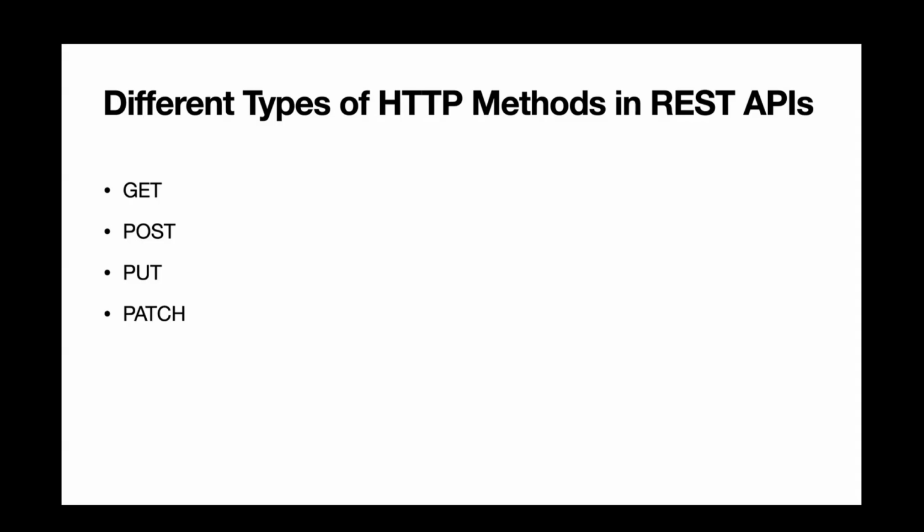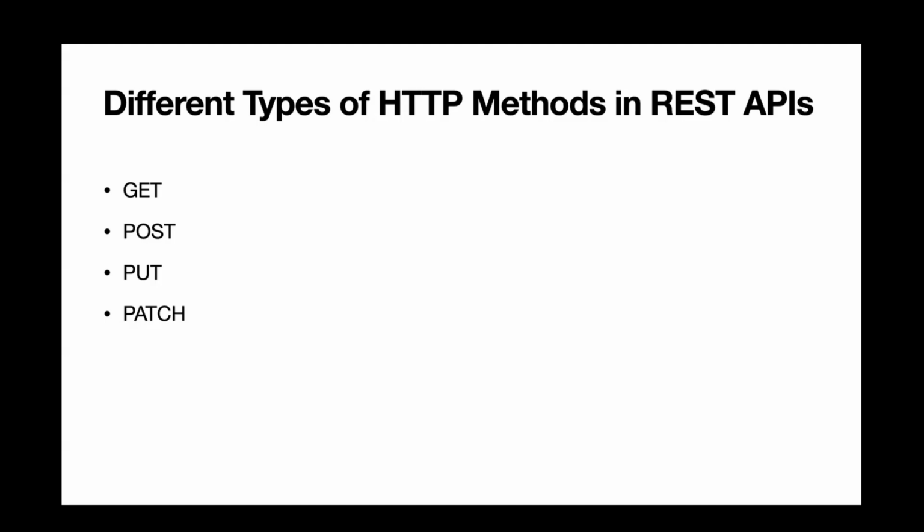PATCH. The PATCH method is used to make partial updates to an existing resource. Unlike PUT, which replaces the whole resource, PATCH lets you update only specific fields without affecting the rest. The behavior of PATCH makes it more flexible and efficient than the PUT method.